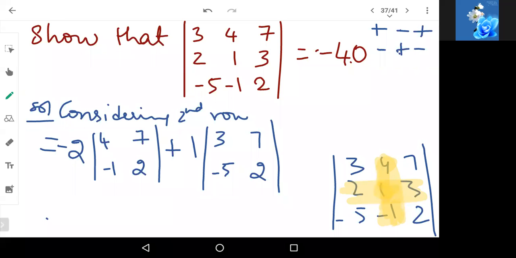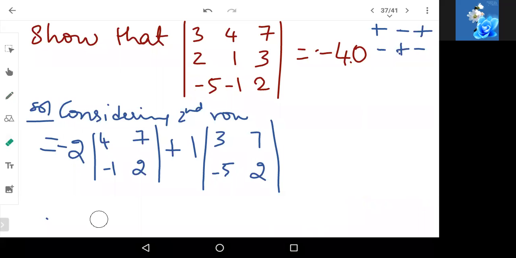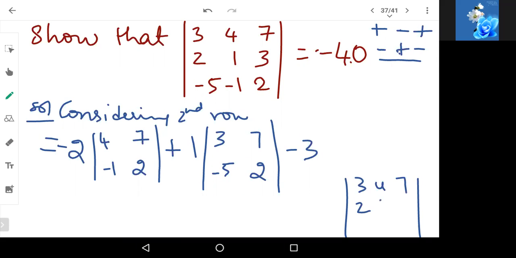Now, again, check the sign position. You have to keep checking all the sign position and everything and then only write. Now, if you check the sign position for the second row, it is minus, plus, minus. So, minus, plus, minus, and the last element is 3. Correct? So last element in the determinant is 3.